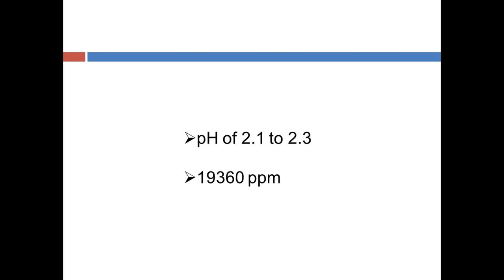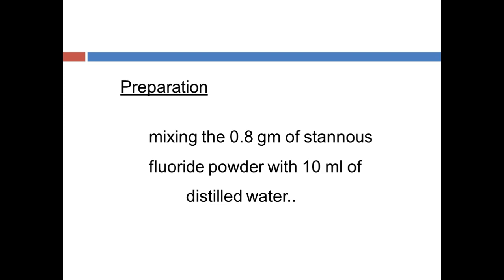And then the concentration of fluoride in this is high when compared to sodium fluoride. Sodium fluoride has 9040 ppm, whereas stannous fluoride has 19,360 ppm. Coming to the preparation, it is formed by mixing 0.8 grams of stannous fluoride powder with 10 ml of distilled water. This is the way to prepare stannous fluoride.